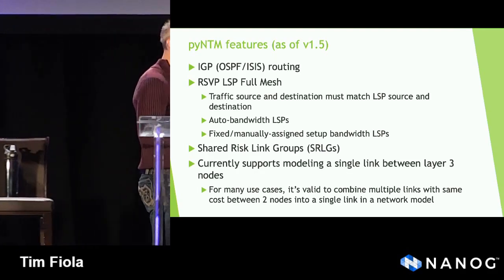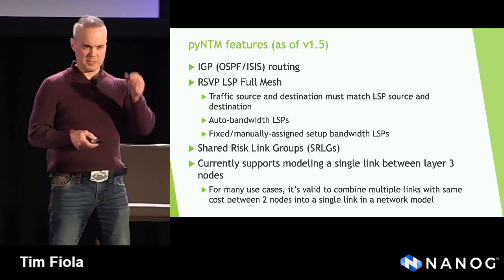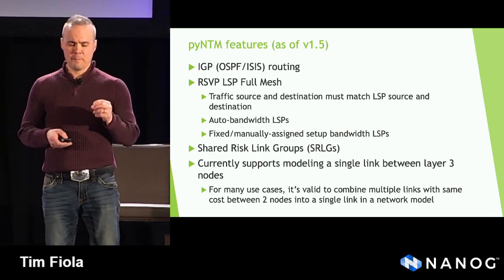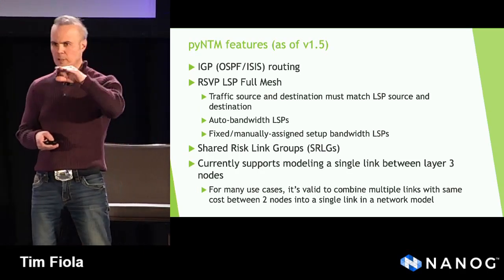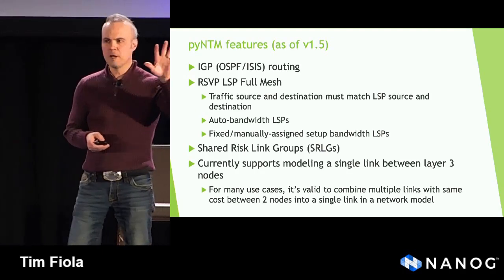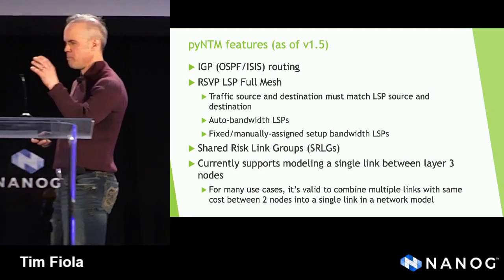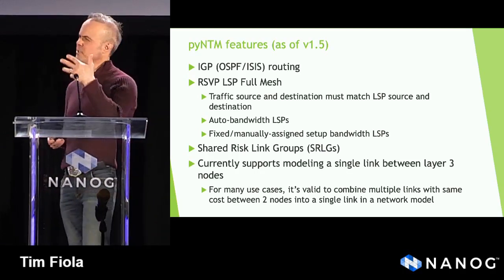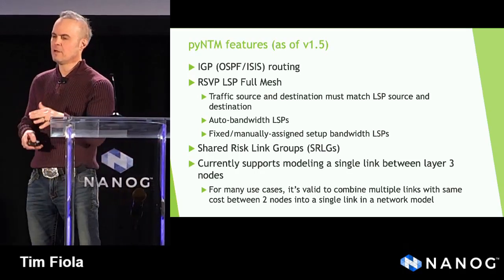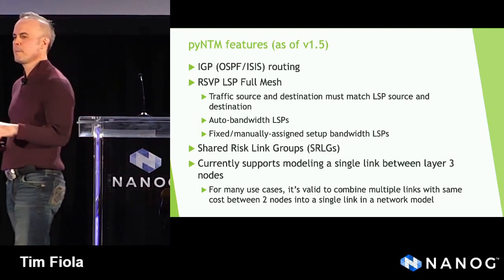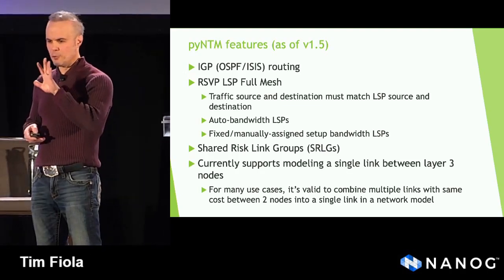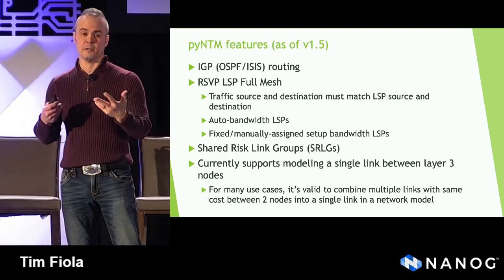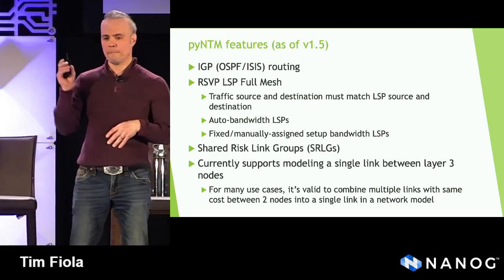And so right now, it currently supports modeling a single link between layer 3 nodes. For many use cases, even if you have parallel links between multiple nodes, from a modeling perspective, it makes sense to model those as a single link. You don't necessarily have to model them as separate links, depending on your use cases. So right now, we support a single link. So if you have multiple links, you would combine them to model as a single link, at least right now.